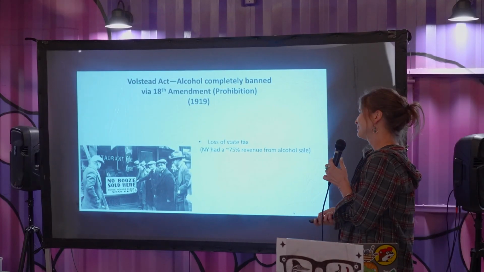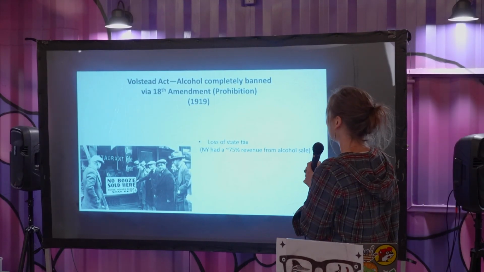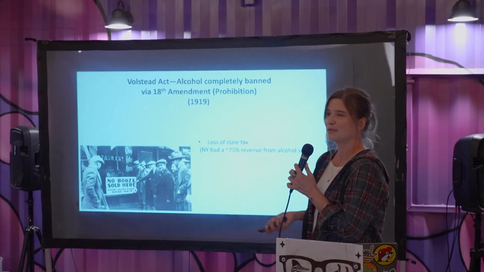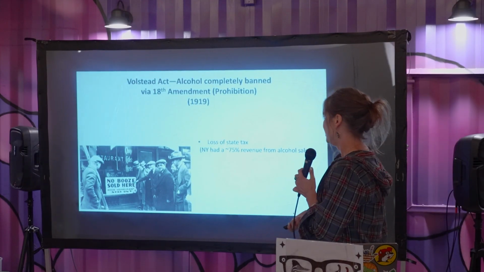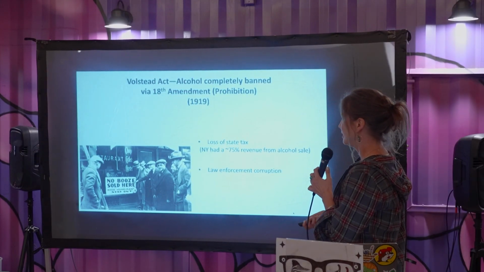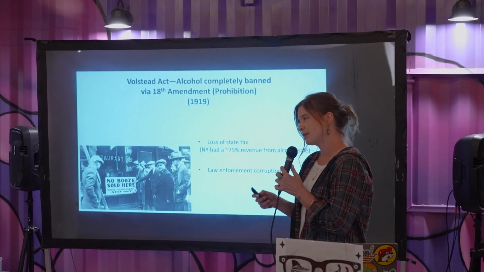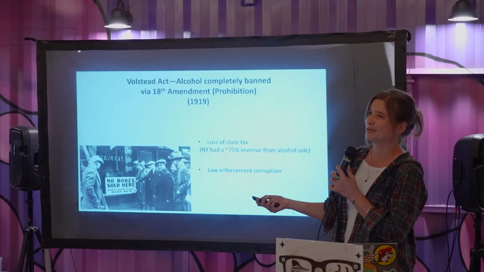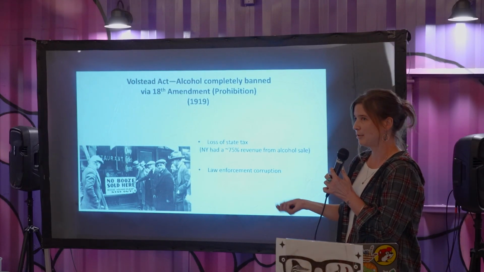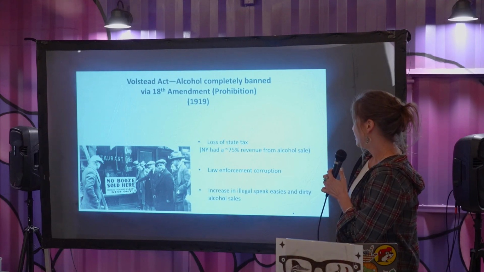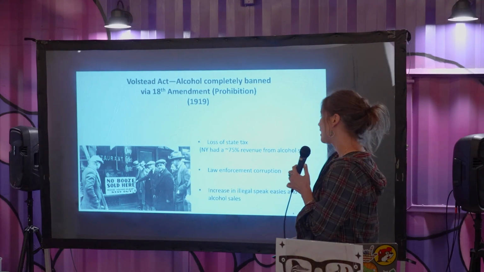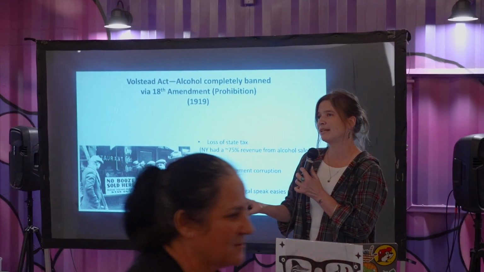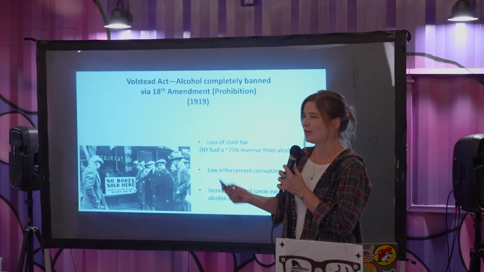And spoiler alert, it didn't work. So there are a number of reasons why it probably didn't work. One of them is that the states lost some income from the sale of alcohol. There was also an increase in law enforcement corruption as well as criminal activity around alcohol, because anytime you ban a commodity, you're going to have a black market pop up for it. And there was an increase in illegal speakeasies and the sale of dirty alcohol. Because it wasn't regulated, people were just making alcohol, bootlegging it, and the quality was very poor.